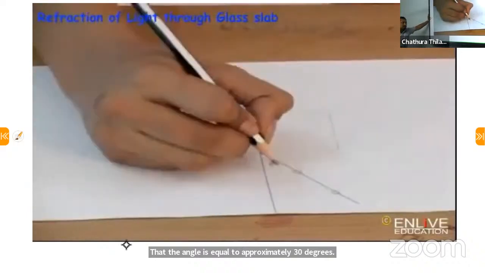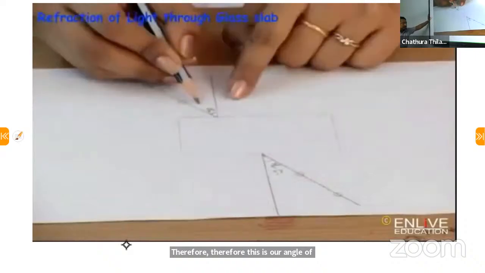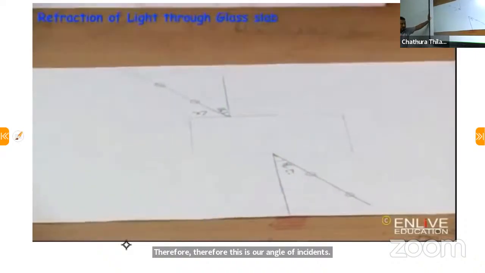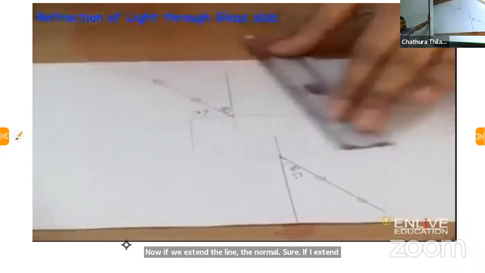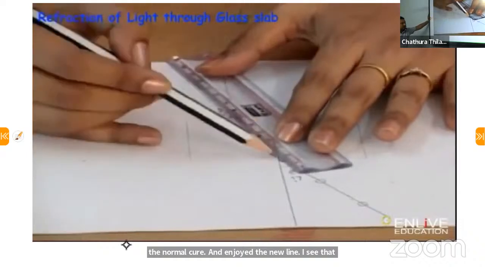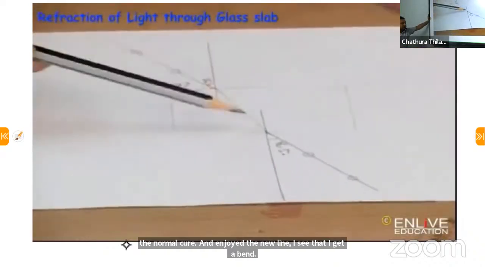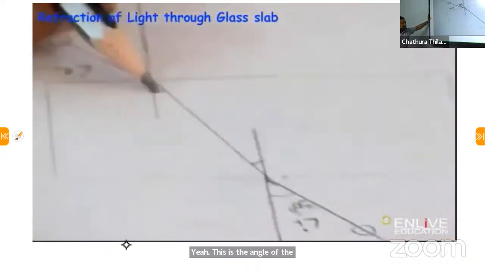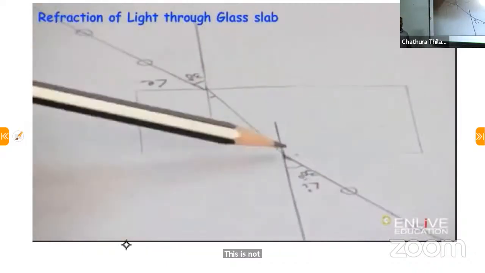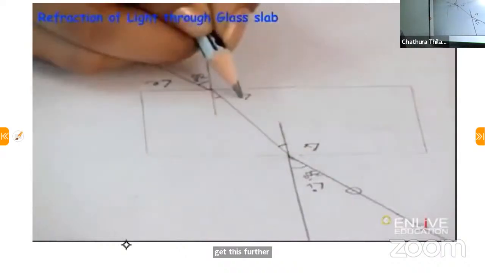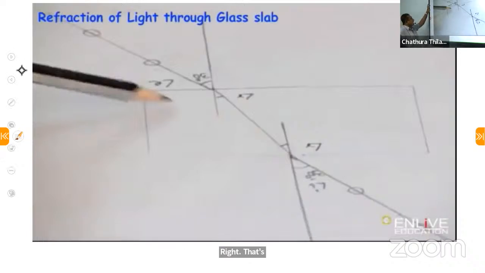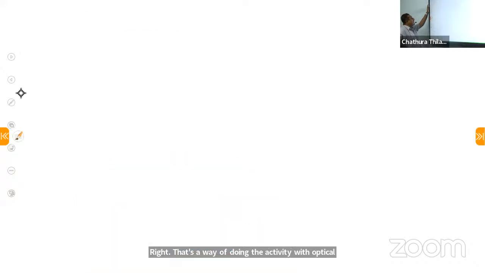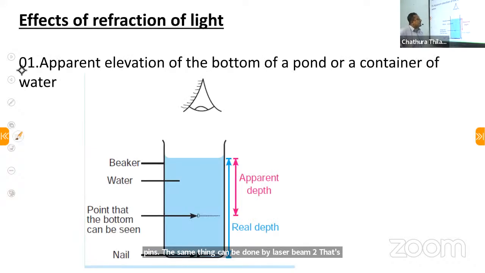Therefore, this is our angle of incidence, angle I, and this is angle of emergence, angle E. Now, if we extend the normal here, and I extend the normal here, and I join the two lines, I see that I get a bent line. This is the angle of refraction that is formed. They are vertically opposite angles, so they are equal in magnitude. You can mark it as angle R. That's a way of doing the activity with optical pins. The same thing can be done by laser beam too. Let's learn the effects of the refraction of light one by one.